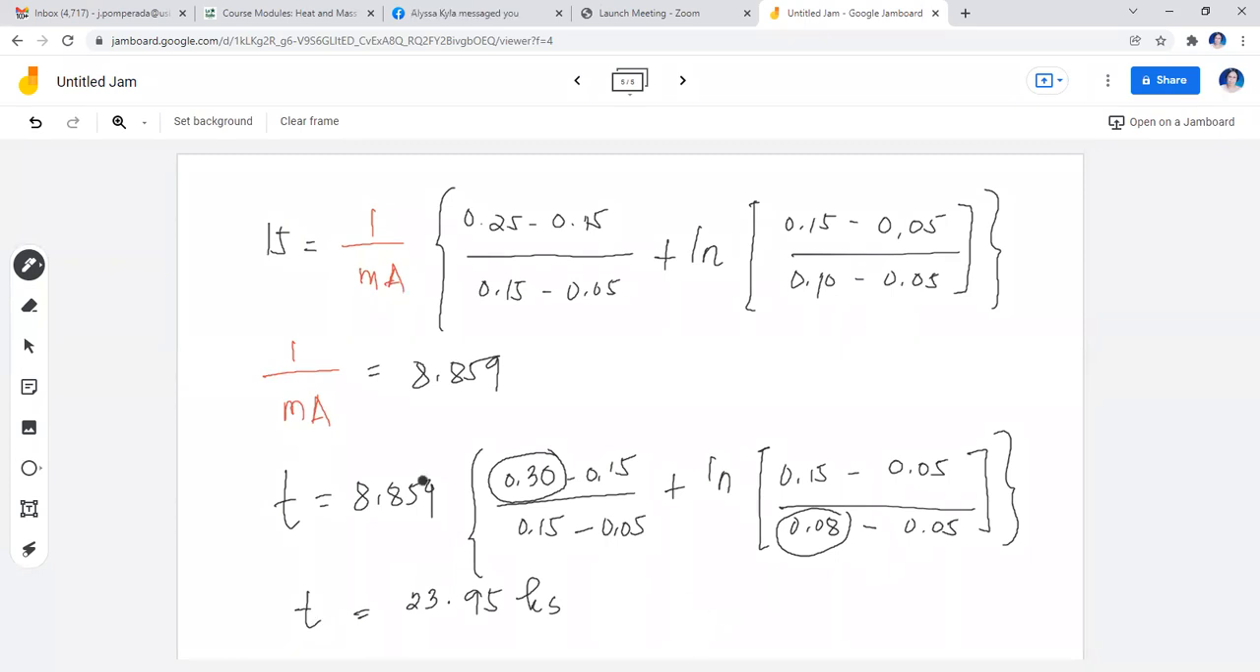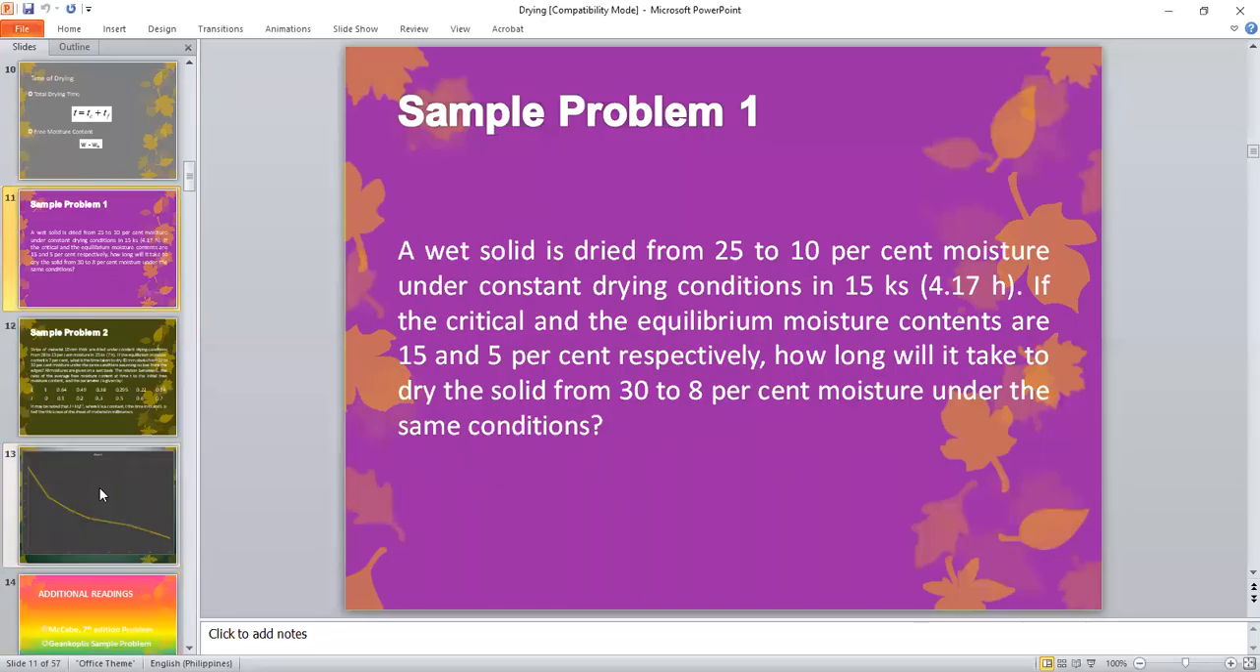As mentioned a while ago, it's expected that we will have a longer drying time because we started with a much higher moisture content and ended up with a much lower moisture content of 8%. So any question here? This is our answer for this sample problem. Questions? If there's none, okay, let's proceed. I'll go back to our slide. Okay, that's for our sample problem number 1.